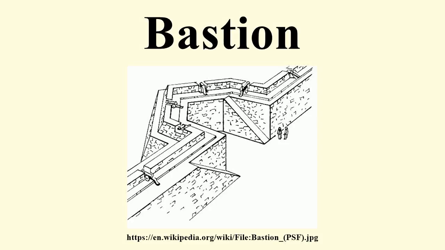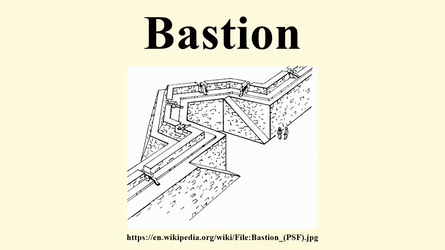A bastion is an angular structure projecting outward from the curtain wall of an artillery fortification. The fully developed bastion consists of two faces and two flanks, with fire from the flanks being able to protect the curtain wall and also the adjacent bastions. It is one element in the style of fortification dominant from the mid-16th to mid-19th centuries.